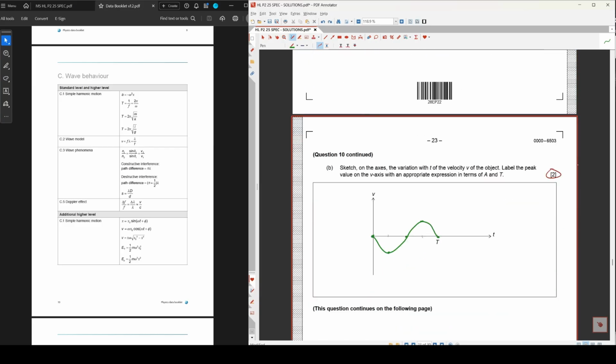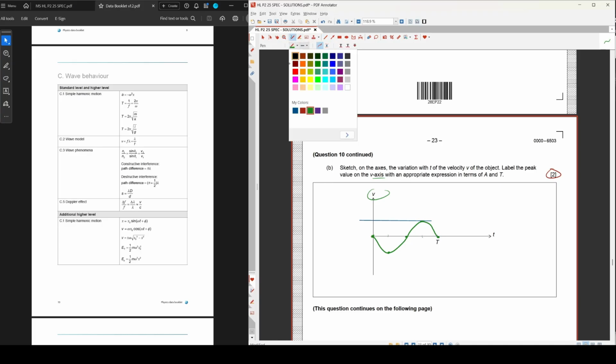Okay, and they say also label the peak value on the v-axis, which is our y-axis, with appropriate expression in terms of a and T. The peak value, I'm going to go to my peak, and I'm going to go like this to label the height of that peak. That's the amplitude in math terms, but now it's like my velocity amplitude. It's my maximum velocity, so this is really Vmax.